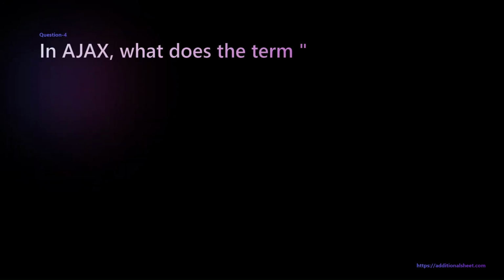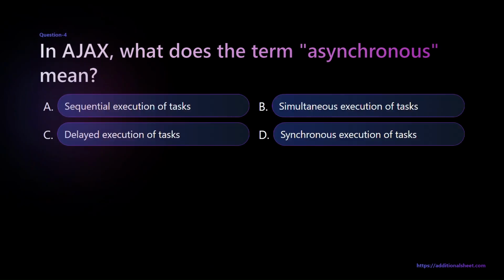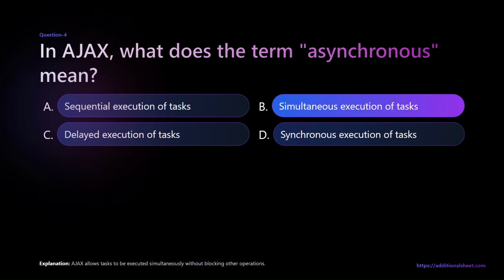In AJAX, what does the term asynchronous mean? Option A, sequential execution of tasks. Option B, simultaneous execution of tasks. Option C, delayed execution of tasks. Option D, synchronous execution of tasks. The correct answer is option B, simultaneous execution of tasks.